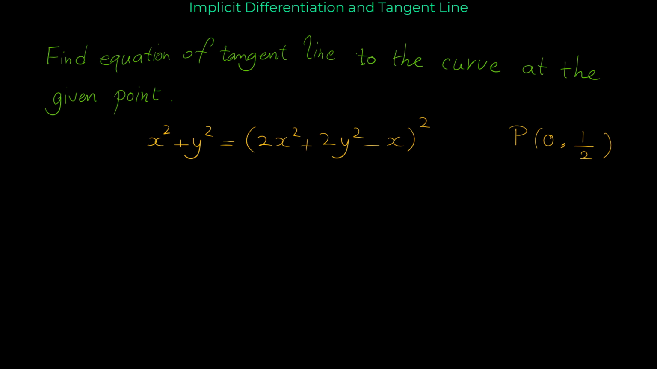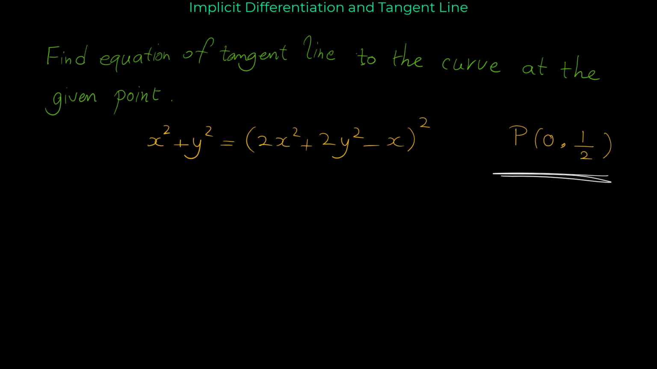The curve is x^2 + y^2 = 2(2x^2 + 2y^2 - x)^2. And the point of tangency at which we want to find the equation of the tangent line is (0, 1/2). We know that for finding the equation of a tangent line, we need the slope and the point of tangency. We have the point. The only thing that we have to find is the slope of the tangent line.